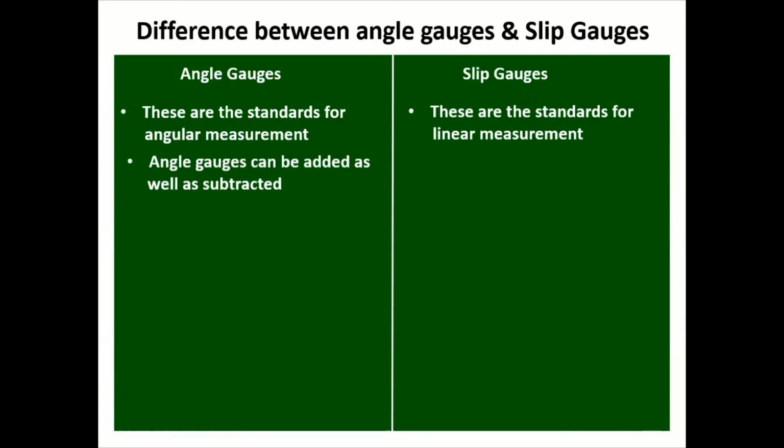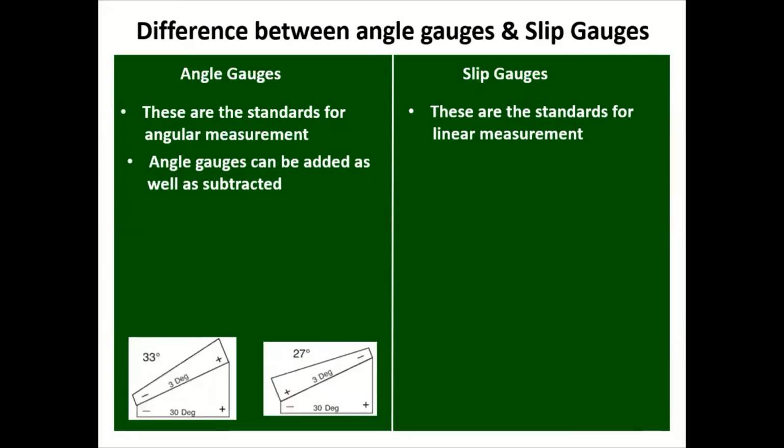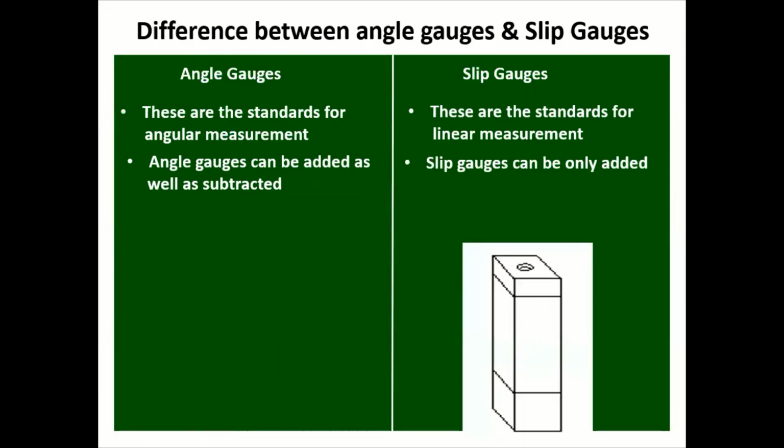Then second, angle gauges can be added as well as subtracted. So from this diagram, it is very clear. In this case, we are adding it, and in this case, we are subtracting it. So addition as well as subtraction is possible in the angle gauges, but in the slip gauges, we can only do the addition of the slip gauges.